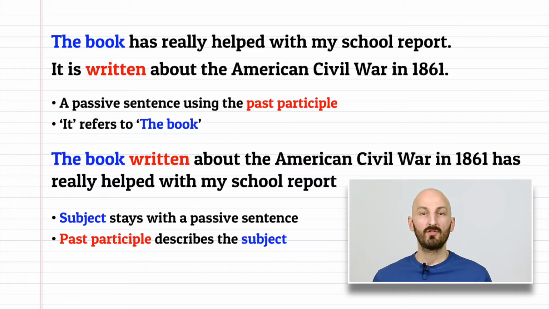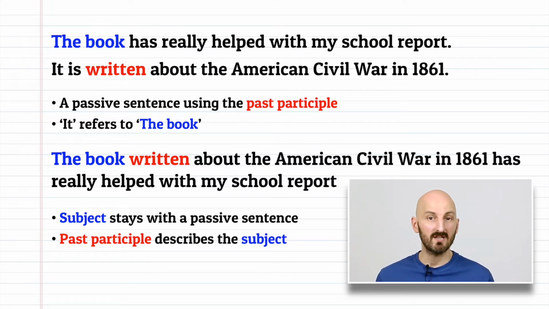We can also do something similar with the past participle form. Have a look at this. The book has really helped with my school report. It is written about the American Civil War in 1861. Now we have two sentences. One of them is a passive sentence using the past participle.